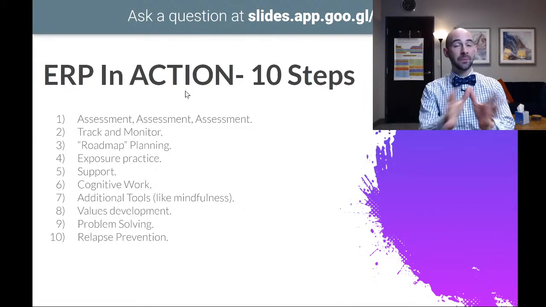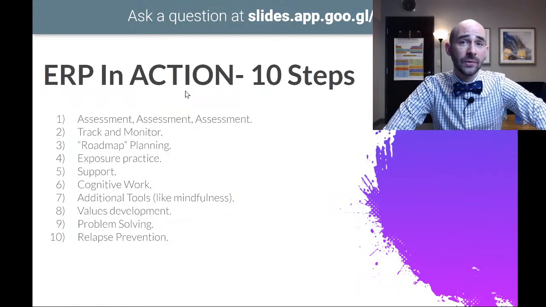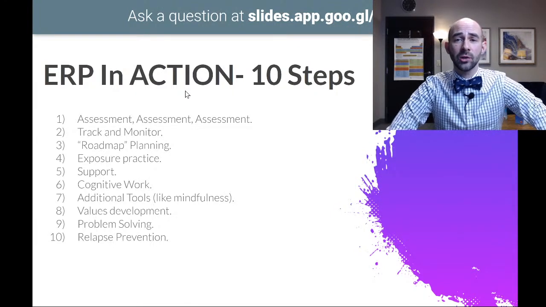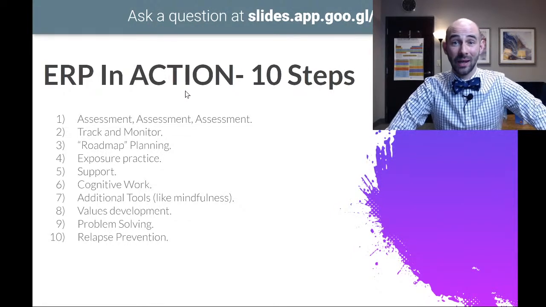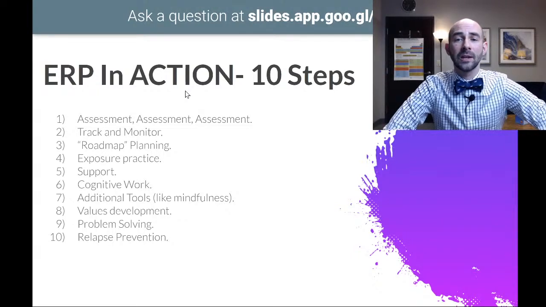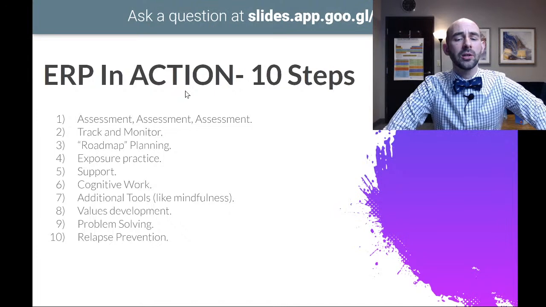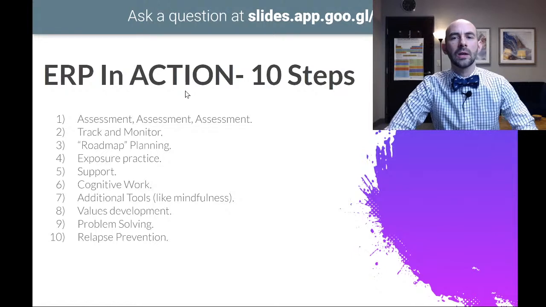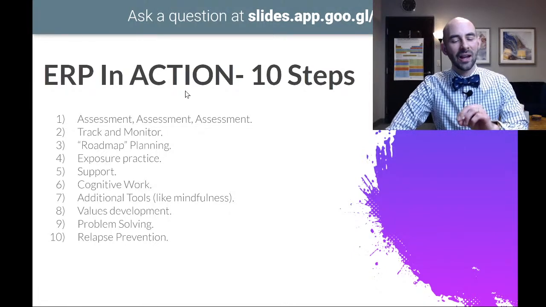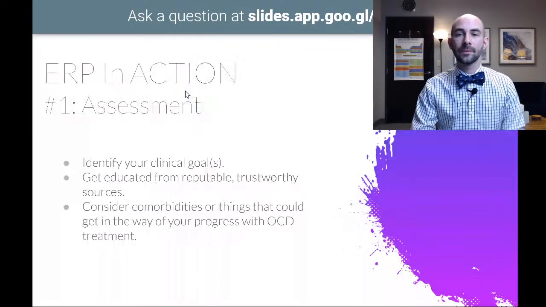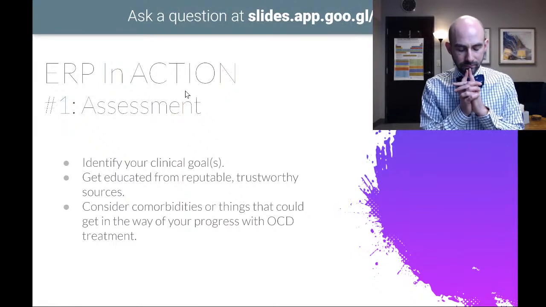Okay, so 10 steps that I put together here. These are 10 key steps that I use in the exposure therapy process. There's really only a couple that are added on that aren't always necessarily used in the research, but assessment, essential in the research, tracking and monitoring, roadmap planning, hierarchy, exposure practice, etc. There's a bunch of these things that no matter where you go, exposure and response prevention will always have to have a few of these components. Actually, on hierarchy, not necessarily exactly a hierarchy, but you do have to have a roadmap, a general plan of where you're going. Okay, so let's go ahead and get into this.